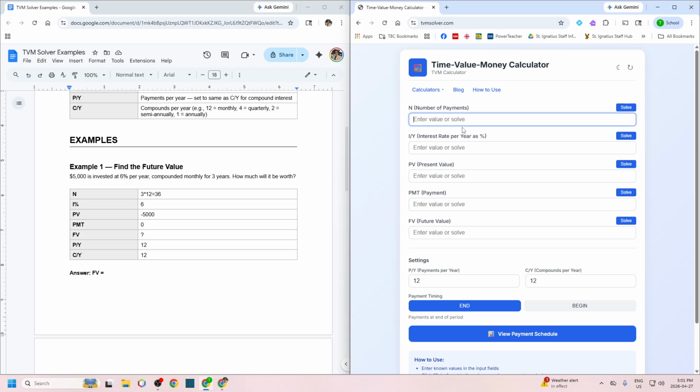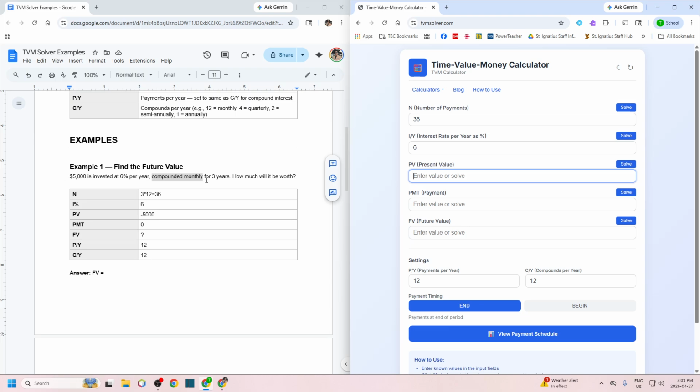N will be the number of periods. We're going to do 3 years, and it's compounded monthly, and there are 12 months in a year. So you go 3 times 12, hit enter, and you get 36. So that's what N is going to be. I/Y is the interest rate, but you put it as a percentage. It tells me it's 6%. So 6% interest.